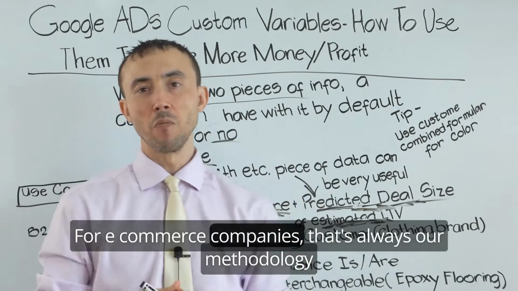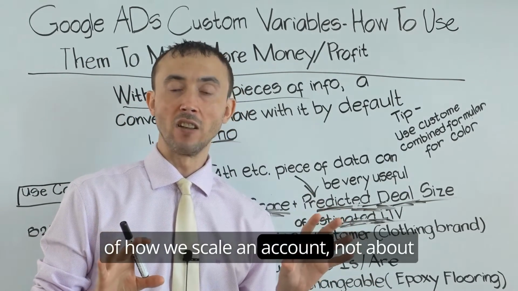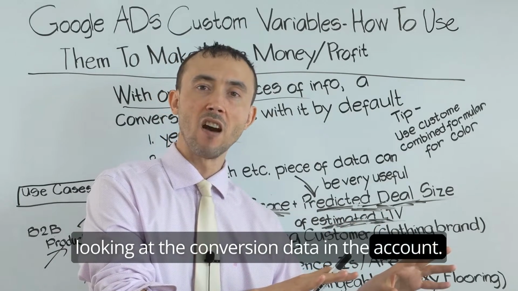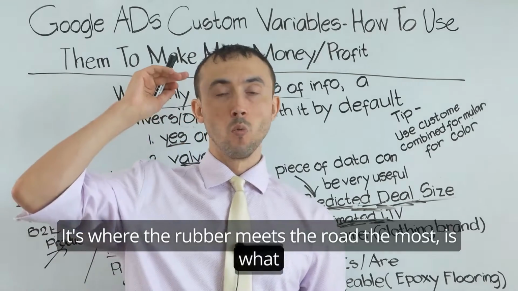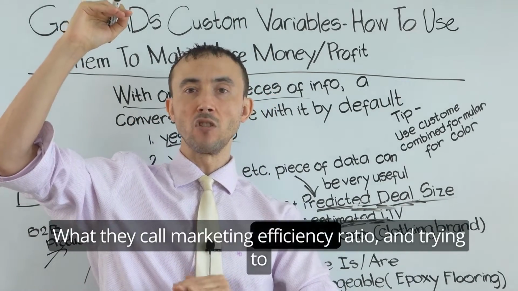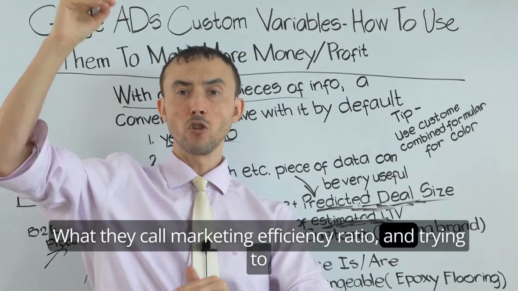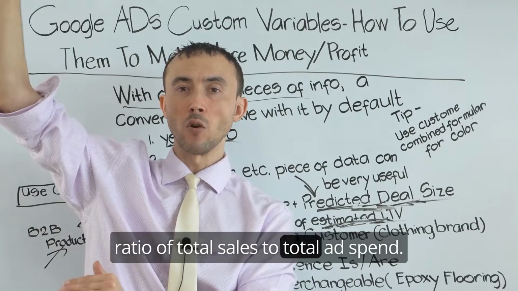For e-commerce companies, that's always our methodology of how we scale an account. It's not about looking at the conversion data in the account. Where the rubber meets the road the most is what total sales is doing as a ratio of ad spend, what they call marketing efficiency ratio, and trying to get the sales to go up while maintaining that ratio of total sales to total ad spend.